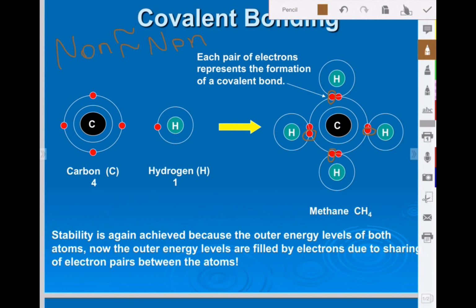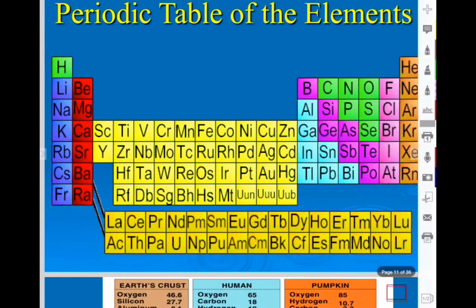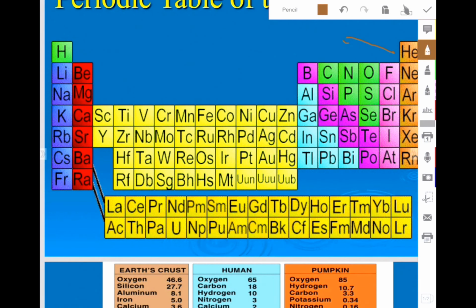Now these bonds, because they're sharesies, aren't as strong as ionic bonds. So you've got ionic and you've got covalent. Remember that ionic is metal-nonmetal. Remember that covalent is non-metal-nonmetal. Okay, we're getting somewhere. And here's your periodic table. Everybody wants to get here, right? The orange noble gases.